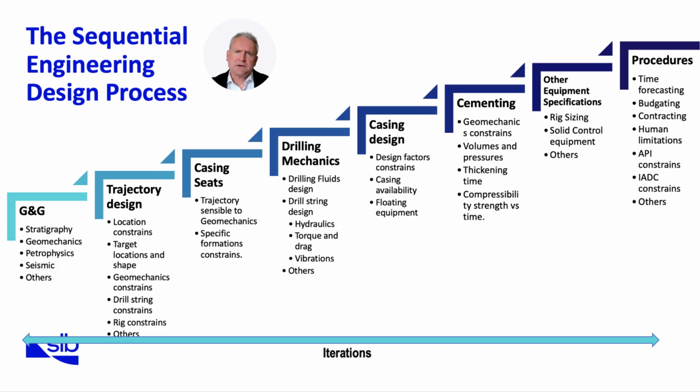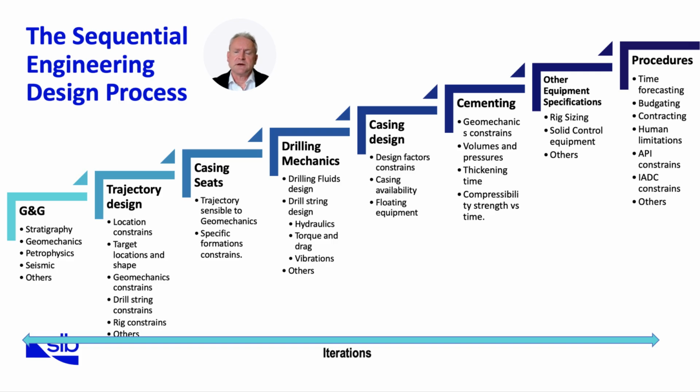With the geological picture in place, we move to trajectory design. Here we define the well path, constrained by target locations, geomechanical boundaries, and the capabilities of both rig and drill string. The trajectory must be technically feasible while delivering the well bore to the reservoir in the most productive orientation. Next are casing seats. These are chosen with sensitivity to geomechanics, placing casing at depths where formations can support the loads and pressures expected. Misplacing casing seats can lead to lost circulation or inability to isolate problematic zones.